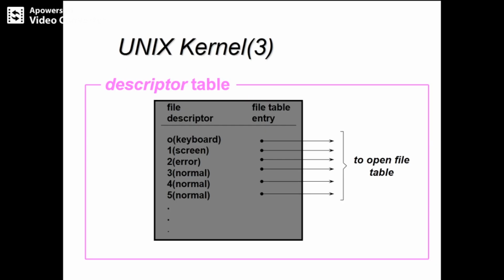So what exactly is inode table? See here, you can see the file descriptor table where you have the file descriptors 0 to 5 etc., and the keyboard, screen, error, normal files, everything will have its own file descriptor value, and each will have a pointer to the open file table. Whenever you press a keyboard, 0 will be triggered, and that will be sent to open file table to indicate that your keyboard has been pressed.